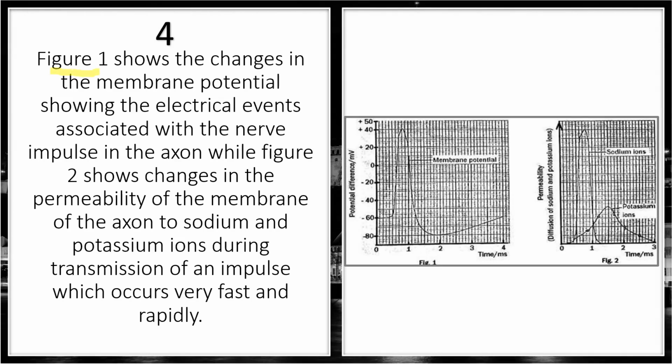Figure 1 shows the changes in the membrane potential, showing electrical events associated with the nerve impulse in an axon, while Figure 2 shows the changes in permeability of the membrane of the axon to sodium and potassium ions during the transmission of an impulse, which occurs very fast and rapidly.